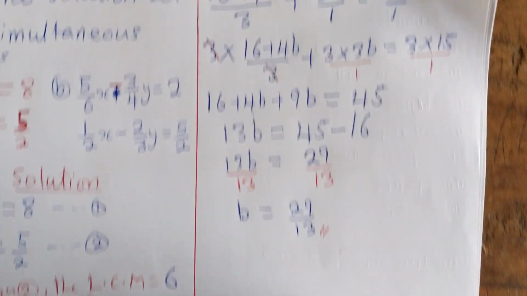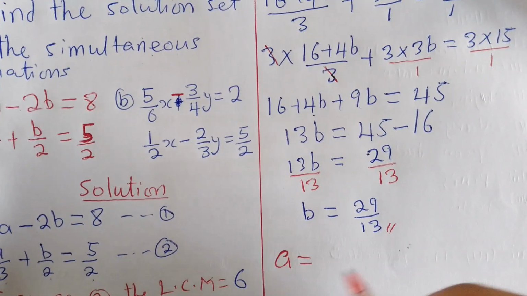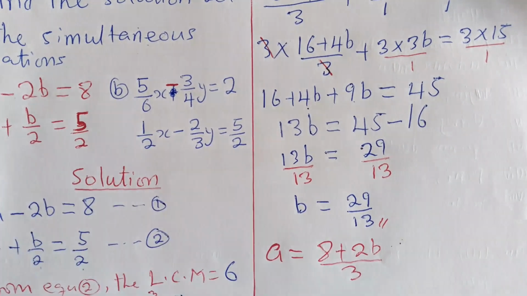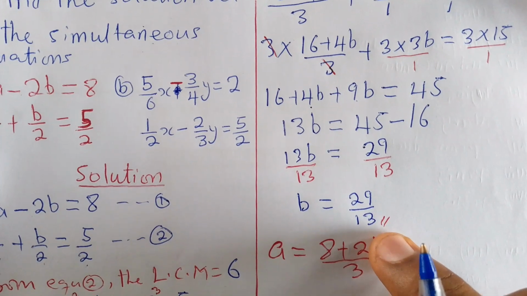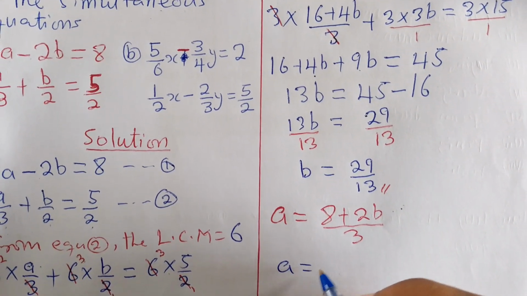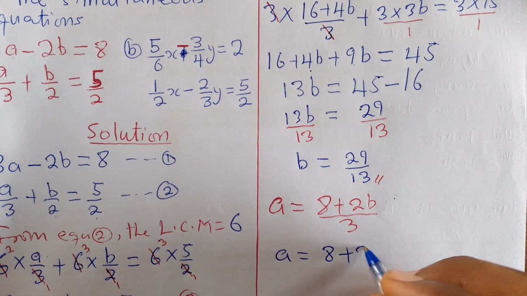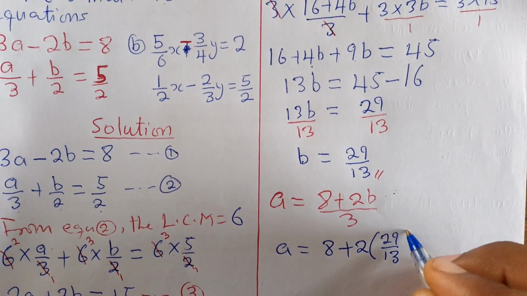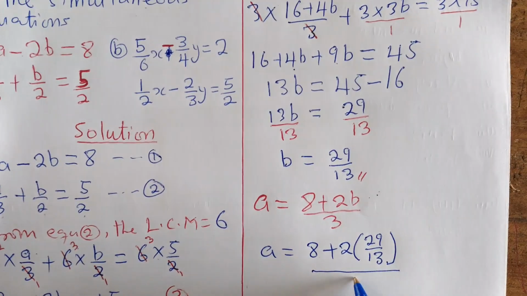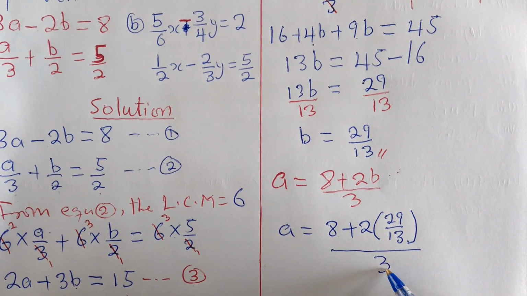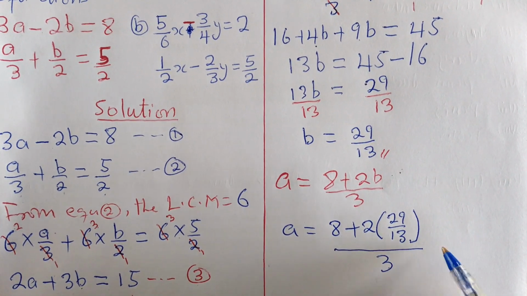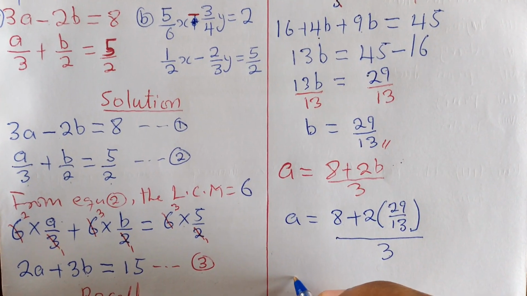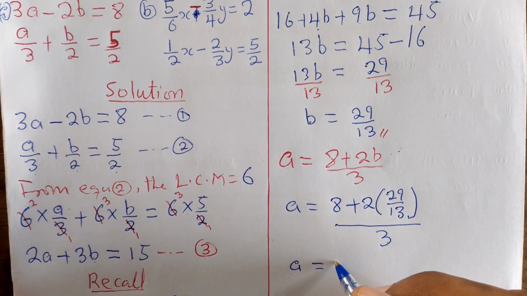All right, let's have a look at it. So I said A is equal to 8 plus 2B out of 3. And then now we are having B to be 29 out of 13. So I'll now be having A is equal to 8 plus 2, and wherever I see B, I'll put what? 29 out of 13. And all is divided by 3. I can change the long division sign here, the division sign here too. So it can be A is equal to 8.